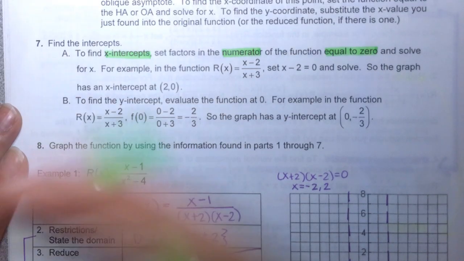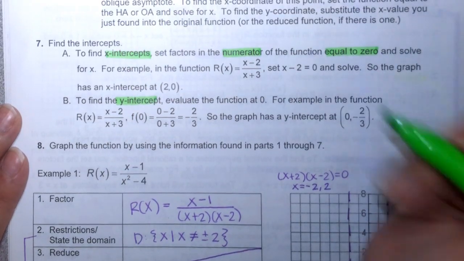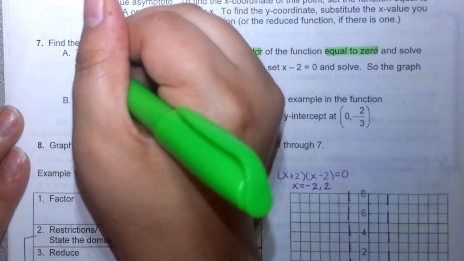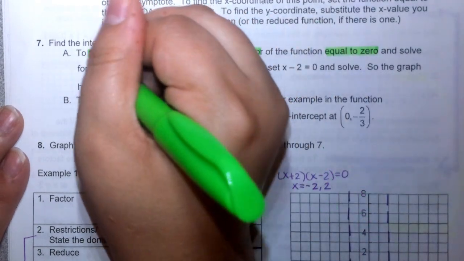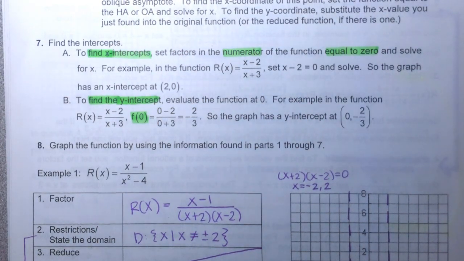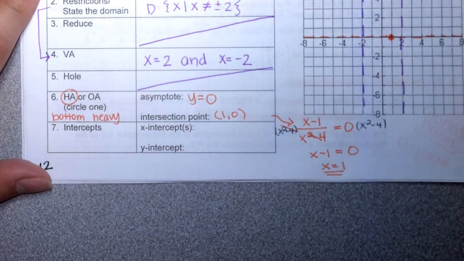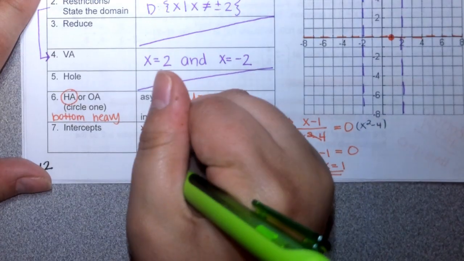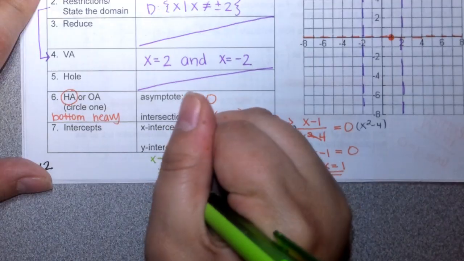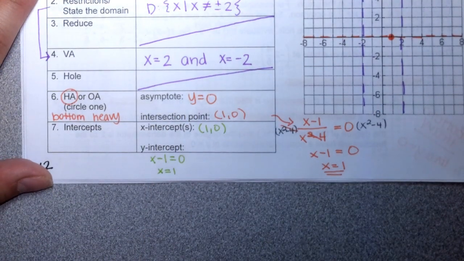How do we find the y-intercepts? We are just looking for f of 0. So to find the x-intercepts, you make the numerator equal 0. To find the y-intercept, you just find f of 0. So let's do that. What's my numerator in this problem? x minus 1 equals 0. So what is my x-intercept? 1, 0. Make sure you give me a point for x-intercepts and y-intercepts.